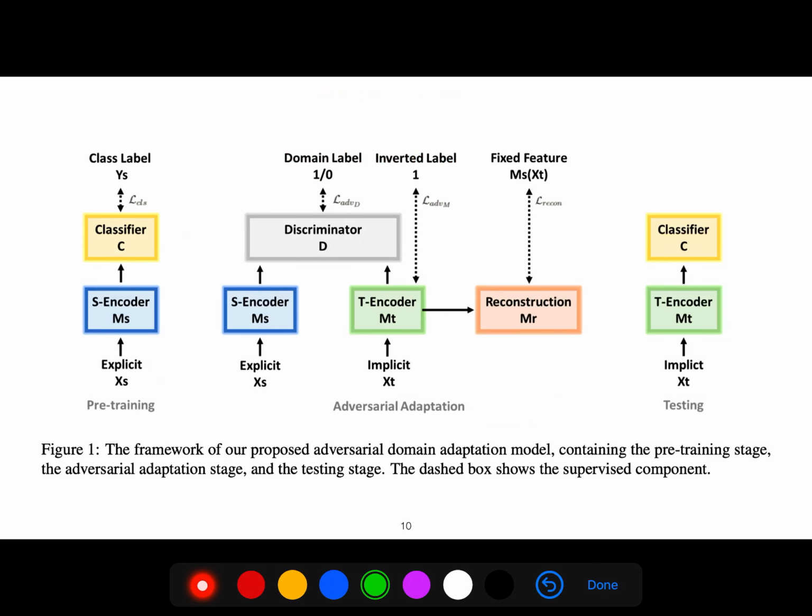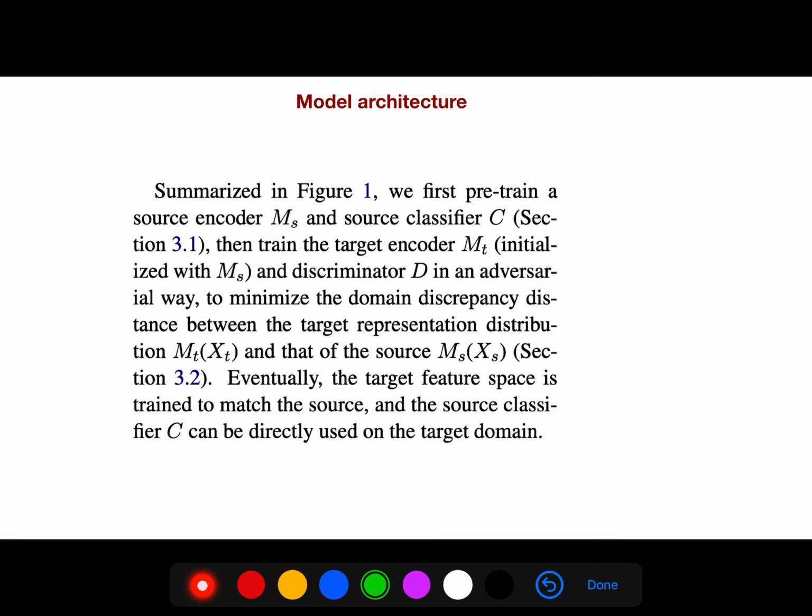So this figure shows the summary. We first pre-train a source encoder and source classifier, then train the target encoder and discriminator in an adversarial way to minimize the domain discrepancy between the target representation distribution and that of the source. Eventually, the target feature space is trained to match the source, and the source classifier can be directly used on the target domain.